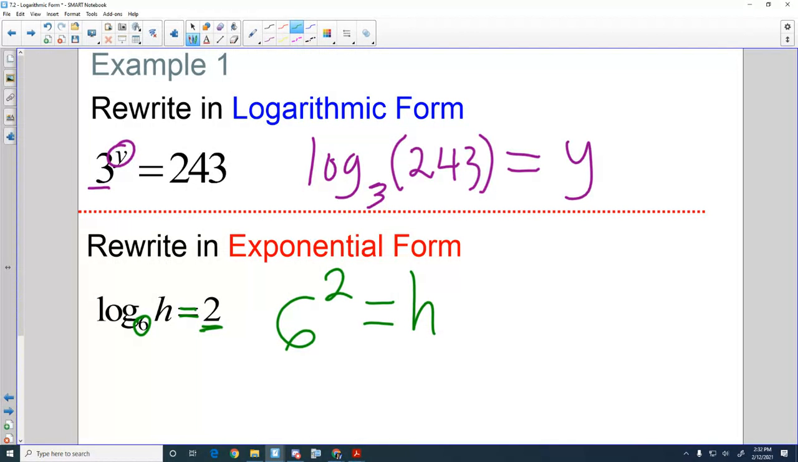Which is that answer portion. Anyone get these written the right way? Okay. Excellent.